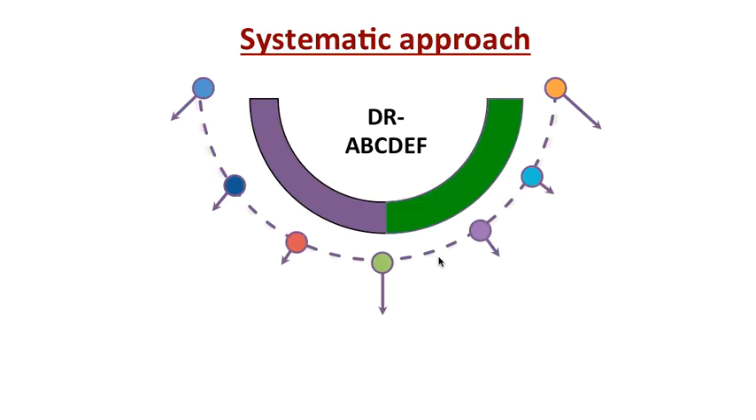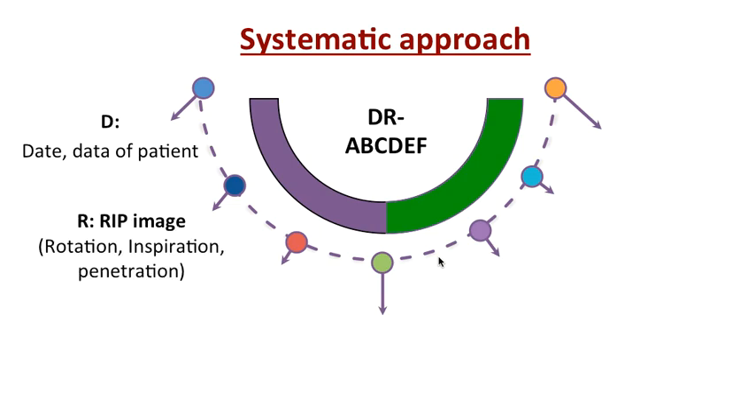So today we will learn a very systematic approach to how to read a chest X-ray, and we have a mnemonic for that. The mnemonic is called DRABCDEF or Dr. ABCDEF, where the D stands for the date and the data of the patient. The R stands for RIP, where we look at the rotation, degree of inspiration, and the penetration.